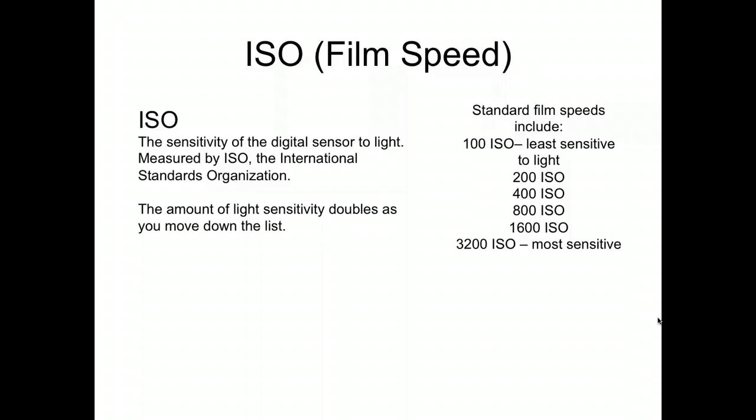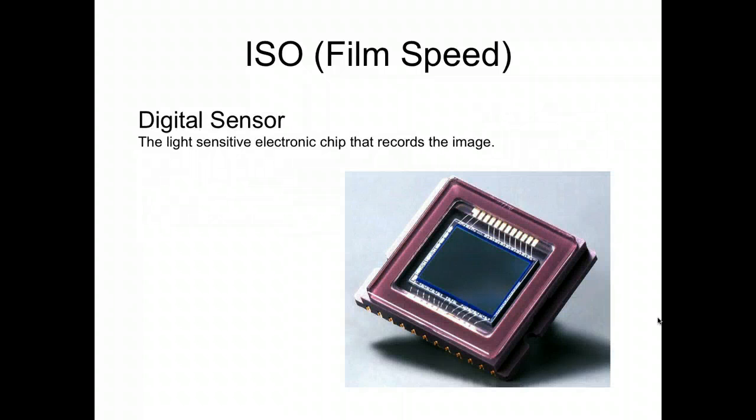With the 3200, if you're shooting indoors, at a concert where you have low light, you'll want to set your ISO higher to make it a little bit more sensitive to the smaller amount of light coming in through the camera. So again, just like the shutter speed, go ahead and get these numbers down in your notebook as well: 100, 200, 400, 800, 1600, and 3200.